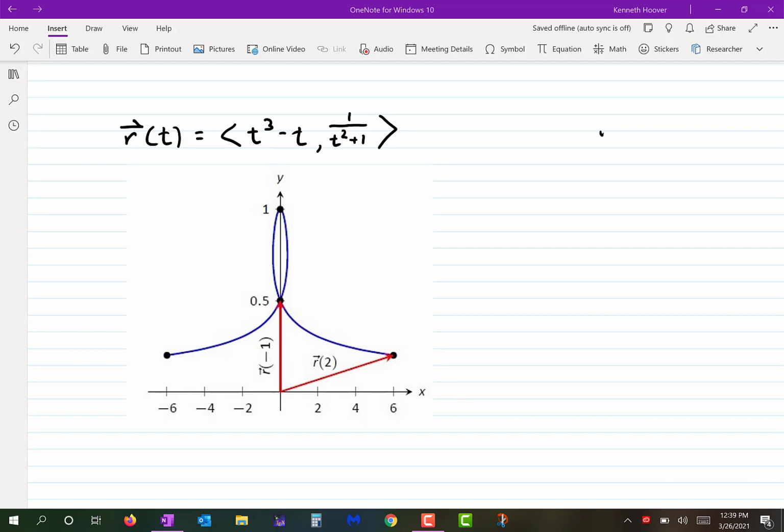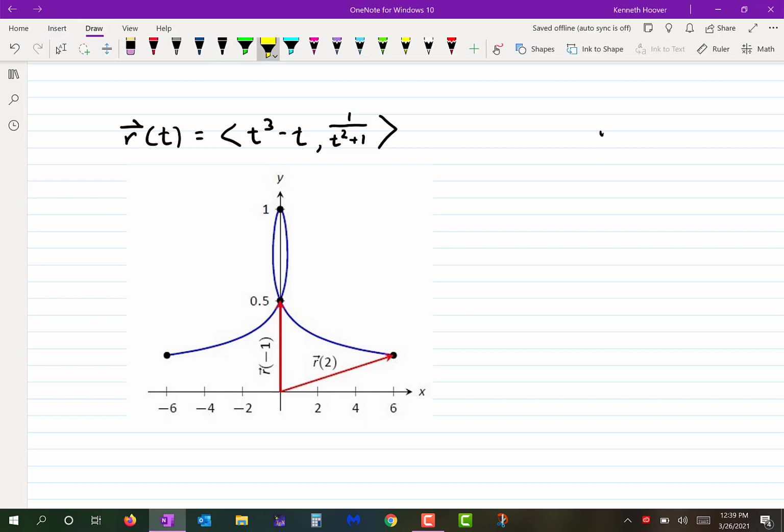Here's a new example. R of t is the vector t cubed minus t, comma, 1 over t squared plus 1. And you see right here they've graphed the vector r of 2. Here they've graphed the vector r of negative 1. There's nothing special about those two vectors. They just said, let me show you a couple of examples.